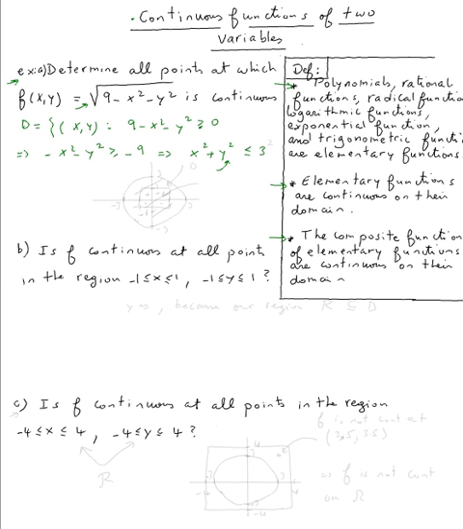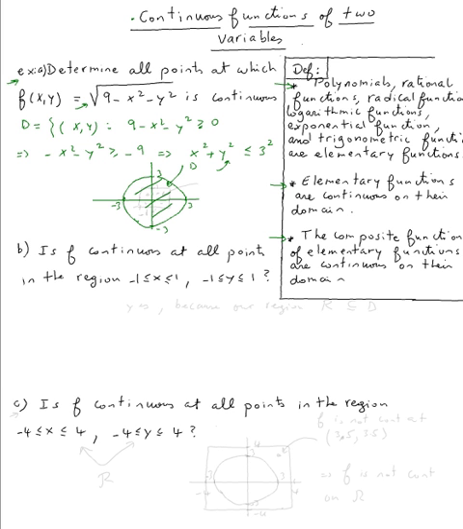So let's draw our disk. So I have 3, negative 3, 3, negative 3. 3 squared is actually 9, so it's a disk, the radius is 3. So this is our domain.